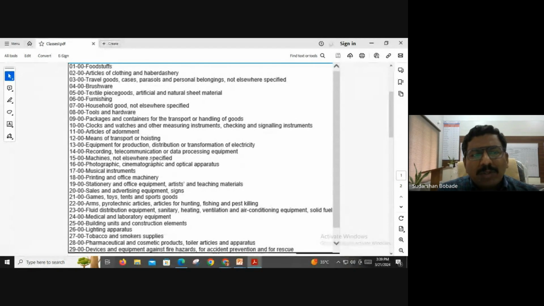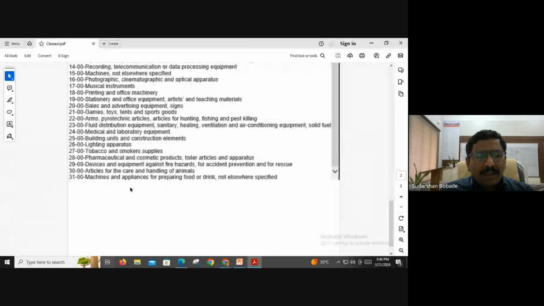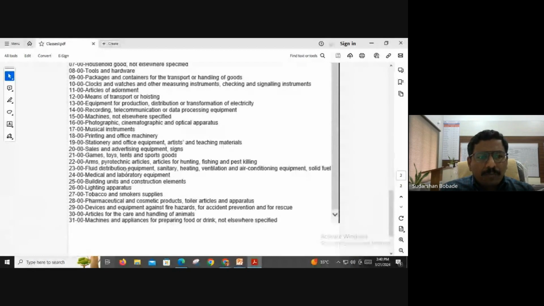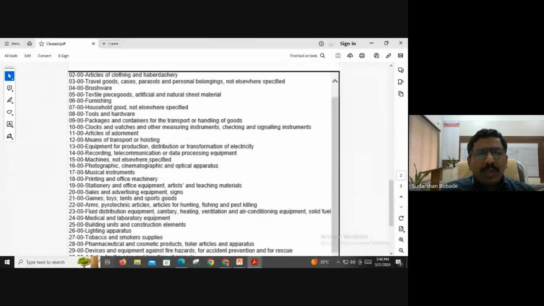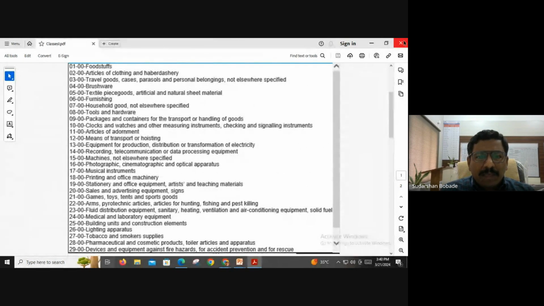When we are talking about category 2, it is related to articles of clothing and haberdashery. The third one is travel goods, cases, parasols, and personal belongings not elsewhere specified. So likewise, there are a total of 31 categories available. Basically, when we are going to apply for the design patent, we must be aware of these particular categories.